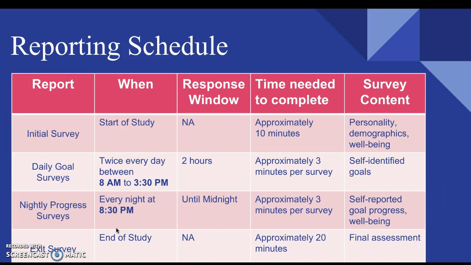Next, you'll have your nightly goal progress surveys. Every night at 8:30 p.m., you'll be sent a survey that you'll have access to until midnight, where you can report how you did on the 2 goals that you identified for yourself for that day. And you'll also report how you felt that day.